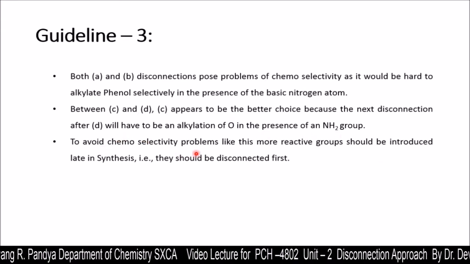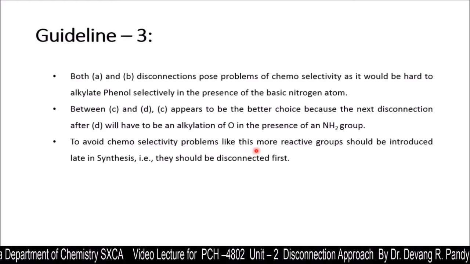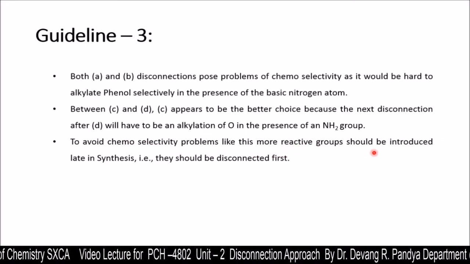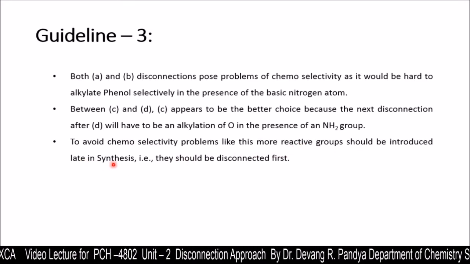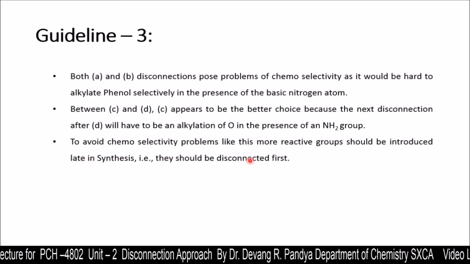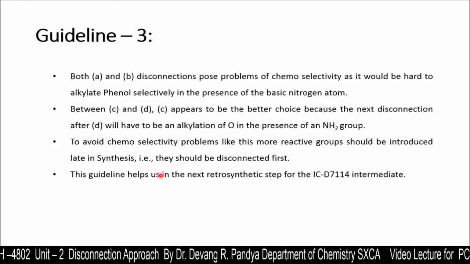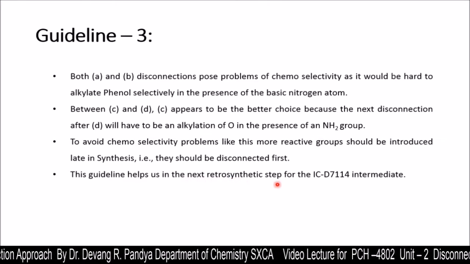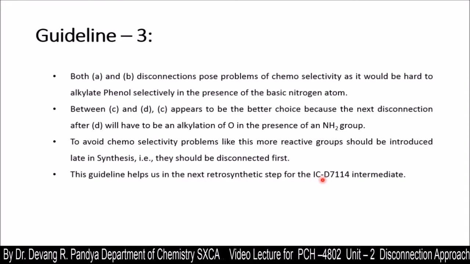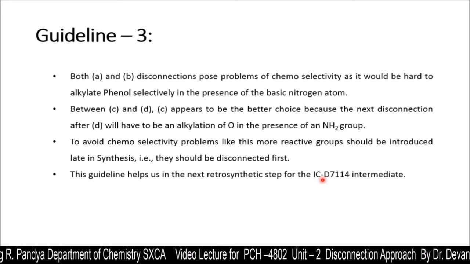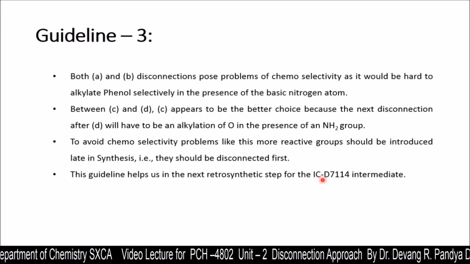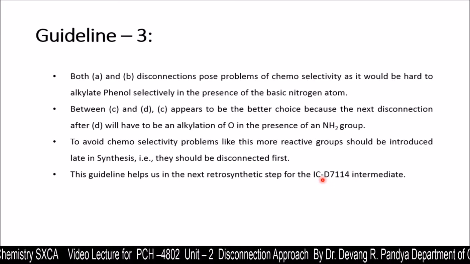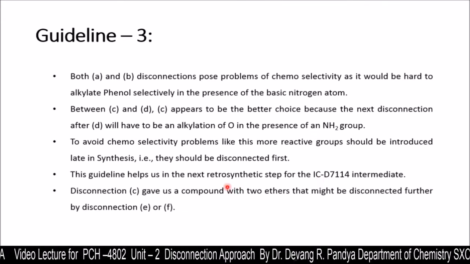To avoid chemoselectivity problems like this, the more reactive group should be introduced late in synthesis. They should be disconnected first. This guideline helps us in the next retrosynthetic step for the ICI D7114 intermediate, that is a drug used for obesity.